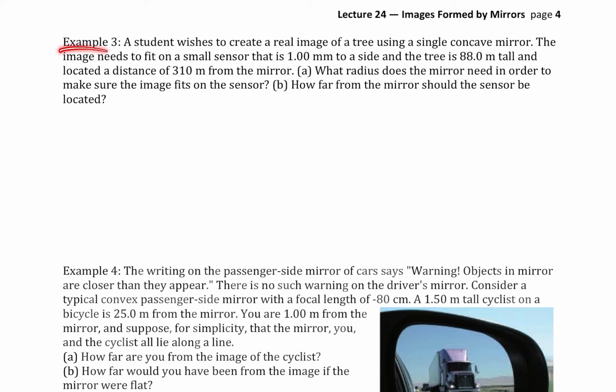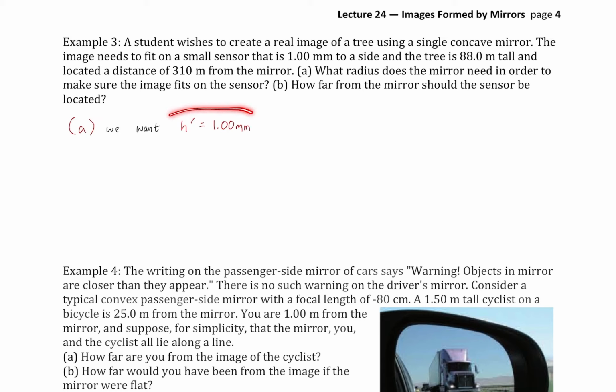Okay, so example 3. A student wishes to create a real image, all right, so there we go, it's gonna be inverted, of a tree using a single concave mirror. The image needs to fit on a small sensor that is 1 millimeter to a side, and the tree is 88 meters tall, right, and is located at a distance of 310 meters from the mirror. All right, what radius does the mirror need in order to make sure the image fits on the sensor, right? So, tiny little digital sensor or something, right? This is some science spirit. How far from the mirror should the sensor be located, right?